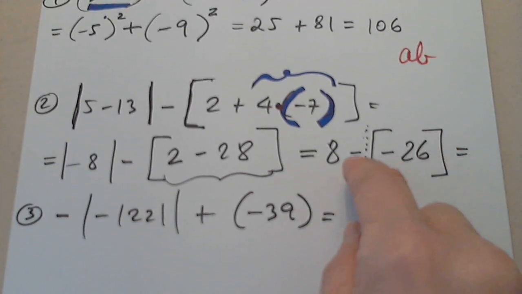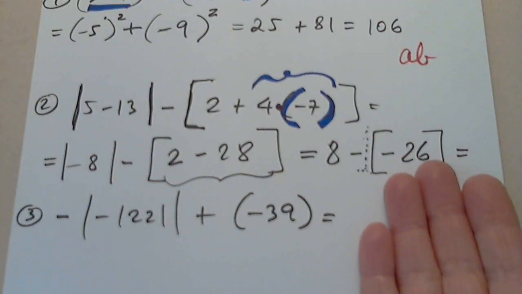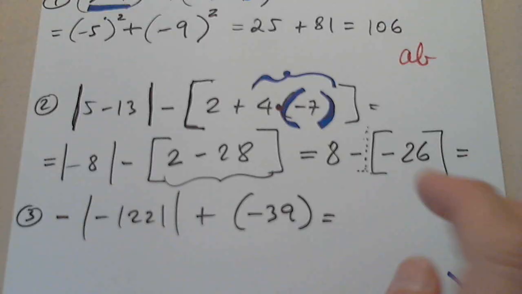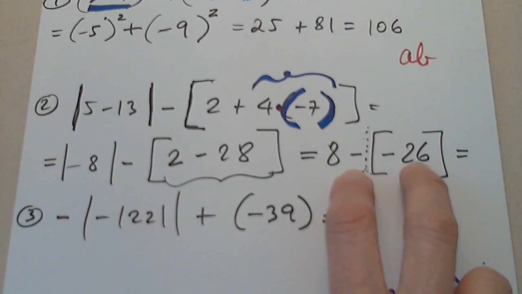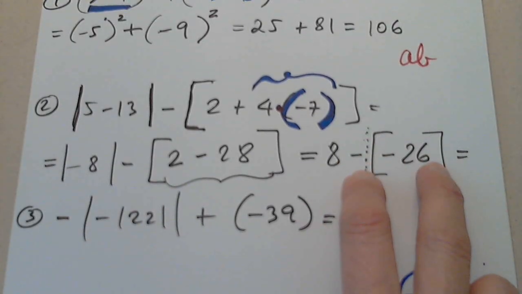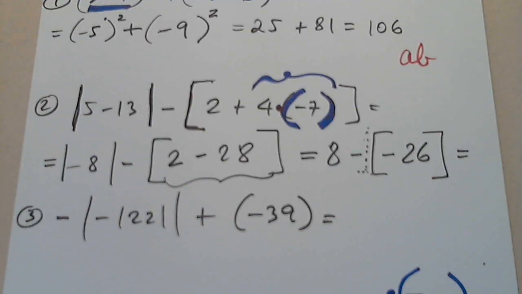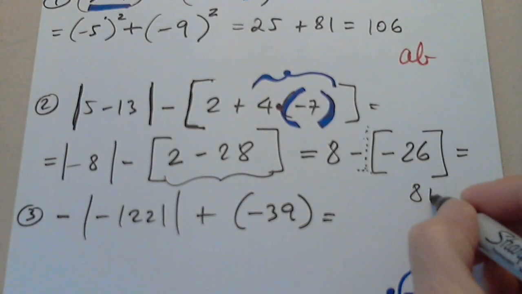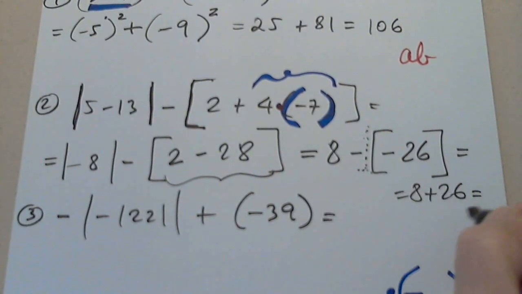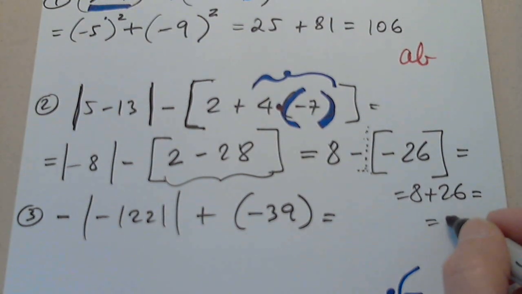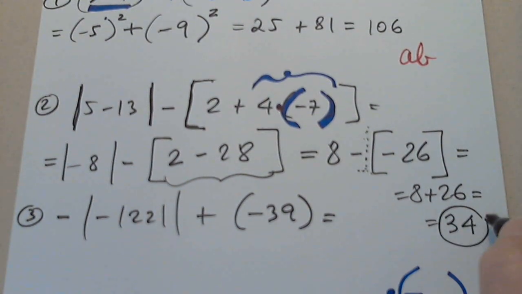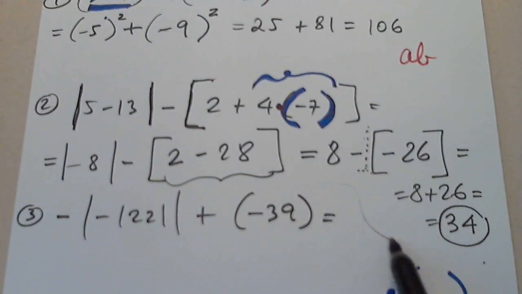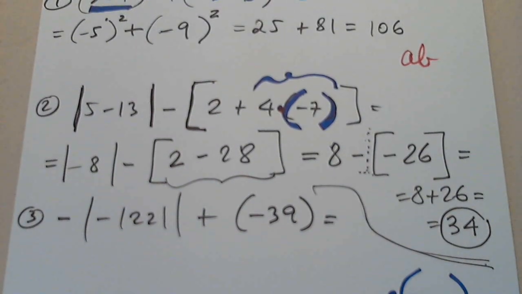Or you say the opposite of -26, or you say -1 times -26. How much is this? Positive 26. Positive 26. And the answer is 34. Sorry, I ran out of room here.